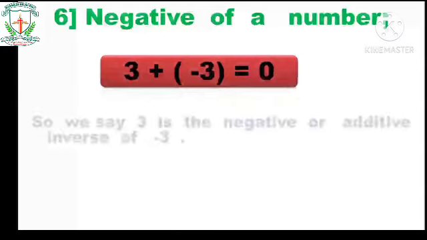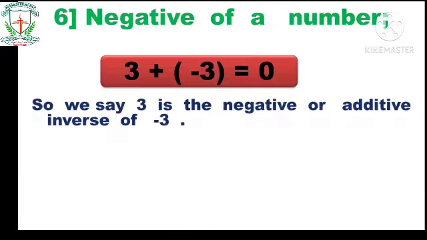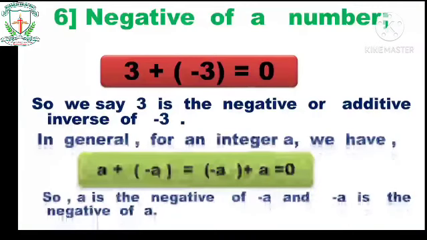So we will consider one more example. 2 divided by 5 is multiplied by minus 1. So we will get the answer as minus 2 divided by 5. So minus 2 divided by 5 is the negative of the number 2 divided by 5. So we can say in general for an integer a, we have a plus minus a, or minus a plus a is equal to 0.